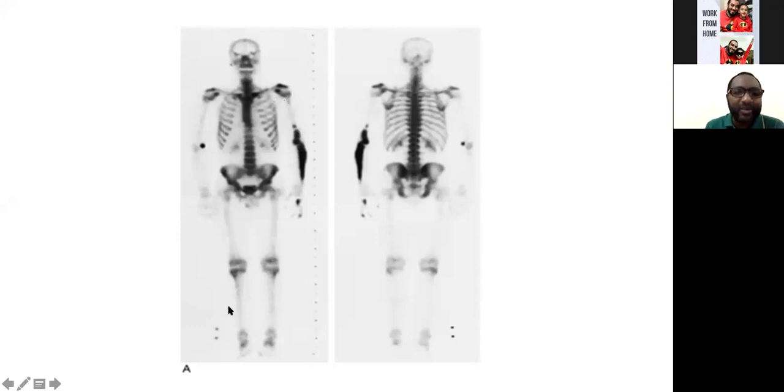But good news for the patient is that the rest of the skeleton did not show any evidence of metastasis, and it did not show any evidence of a similar lesion in the skeleton.